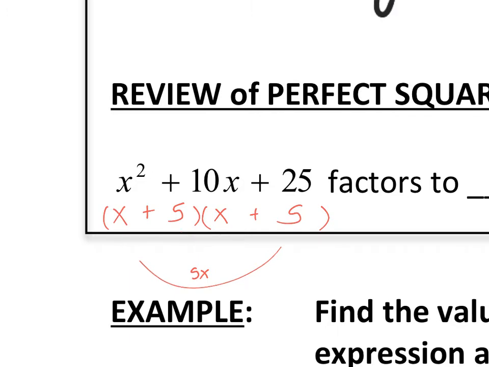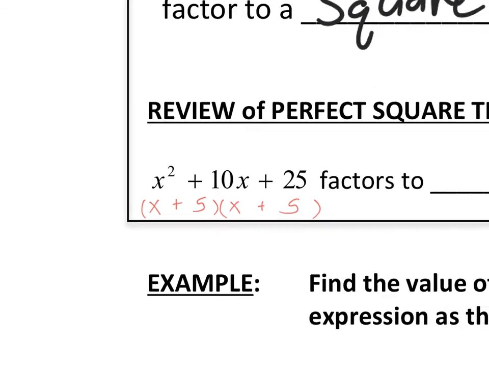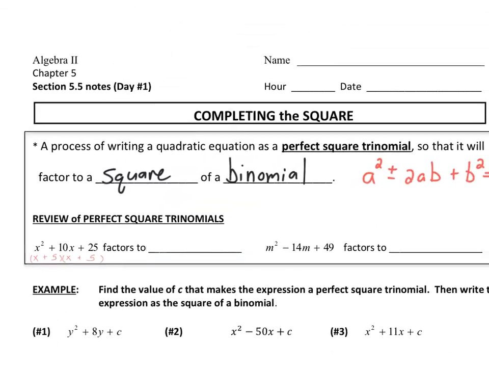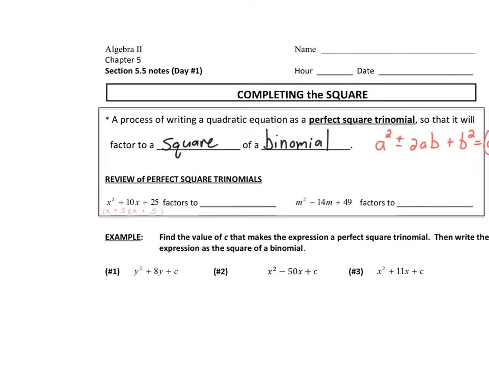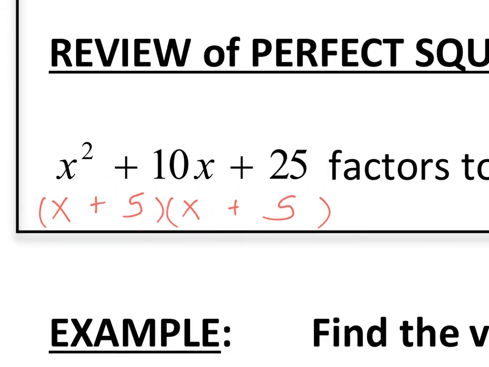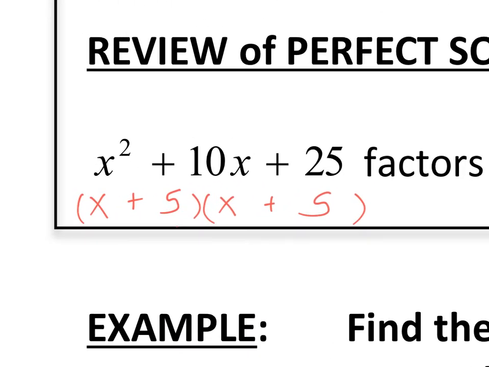Okay, I'm going to erase this. So what you notice in this one, that generic form over on the right, a squared plus 2ab plus b squared. If you notice, the middle is 10. 10 is 2 times 5 times x. If you multiply that together, you'll get 10. So 2 times 5 times x. That's where that comes from.